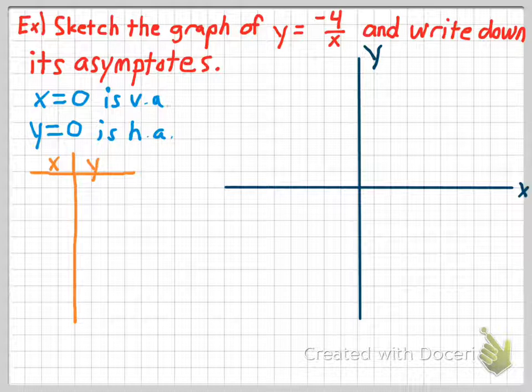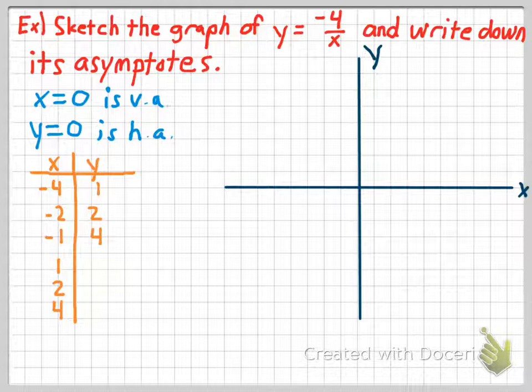So let's do this. Let's plug in negative 4, negative 2, negative 1, and then positive 1, positive 2, and positive 4. And let's get our output values. If we plug in, negative 4 divided by negative 4 is 1. Negative 4 divided by negative 2 is 2. Negative 4 divided by negative 1 is going to be 4. So that's going to give us the first branch. The different sections of this graph are called branches. That's going to give us the first branch of the graph of this reciprocal function.